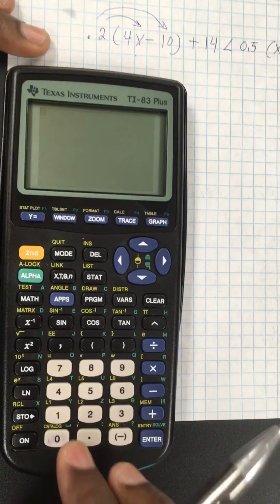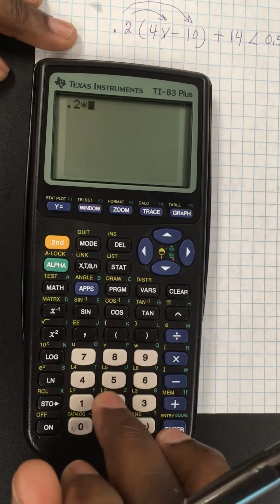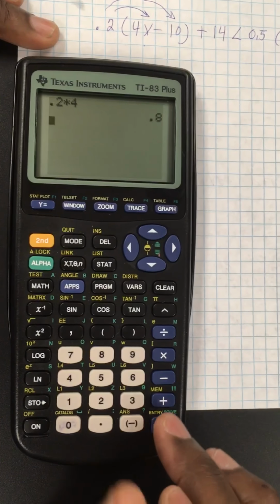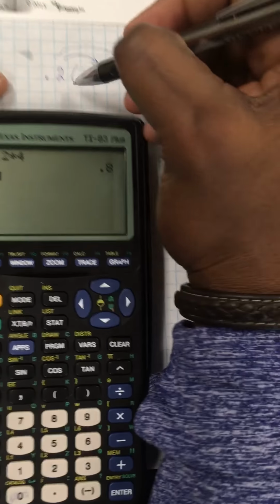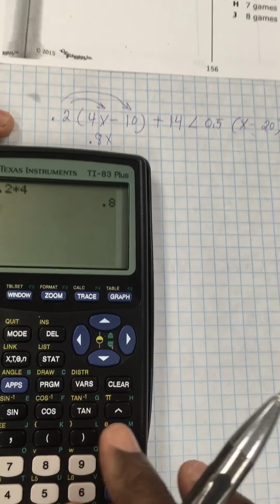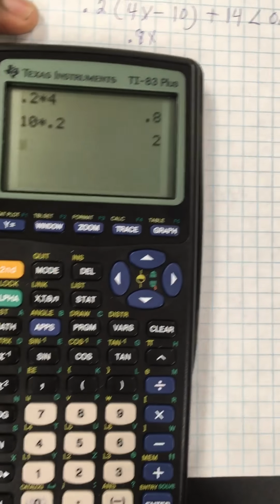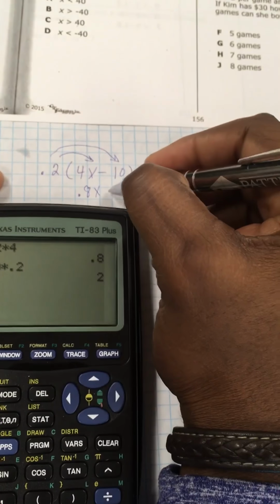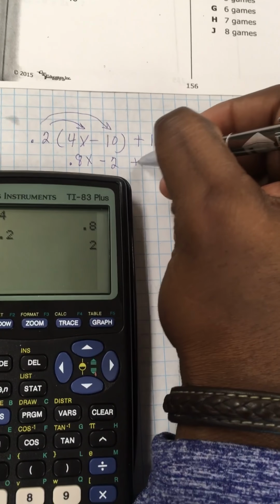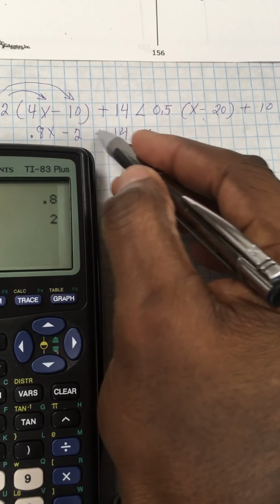So I'm going to go 0.2 times 4 is 0.8. So it's going to become 0.8x. And then I'm going to multiply 10 times 0.2. That's 2. So minus 2. So I just got rid of the parentheses. Then I just bring down what's left here.